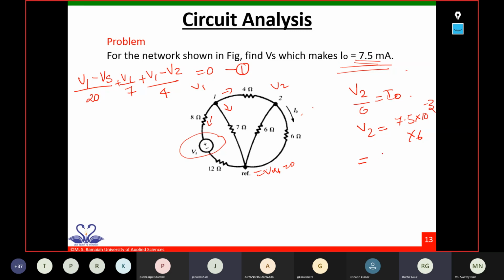45 millivolts, right? 7.5 into 6 is 45 millivolts. Fine.